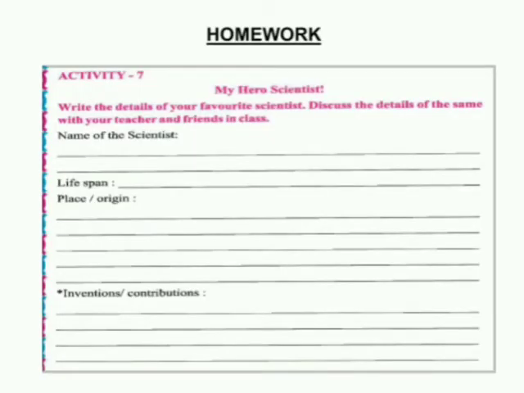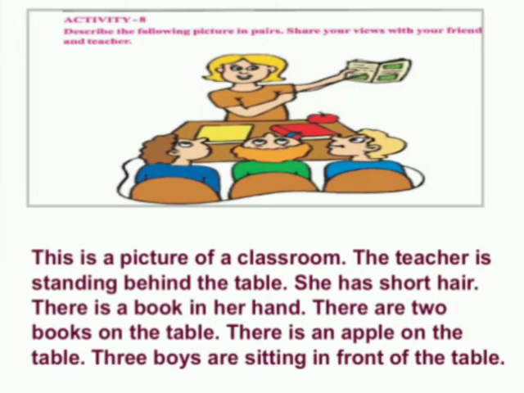Now, activity 7 is a homework for you. You have to write the details of your favorite scientist, starting with his or her name, birth date, the place to which he or she belongs to, and the inventions that he or she has done. This is an activity number 8 in your textbook. Here, you have to describe the given picture.